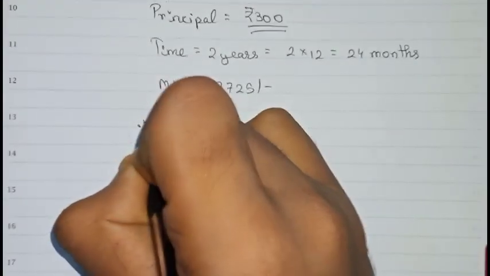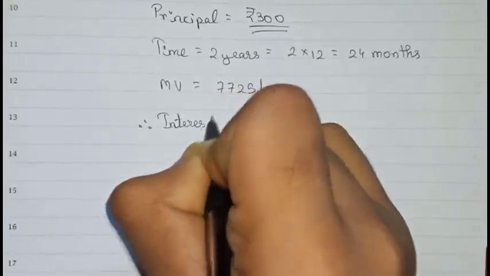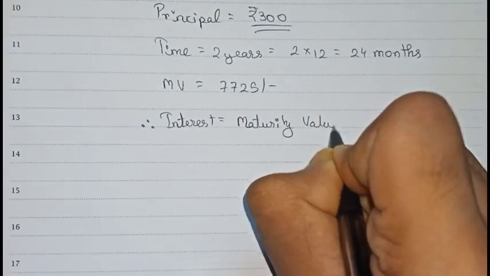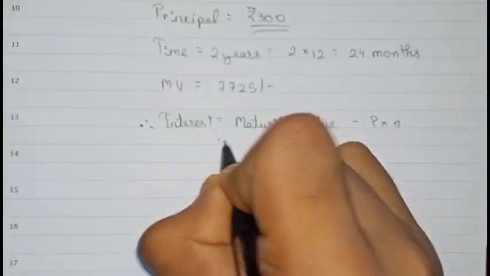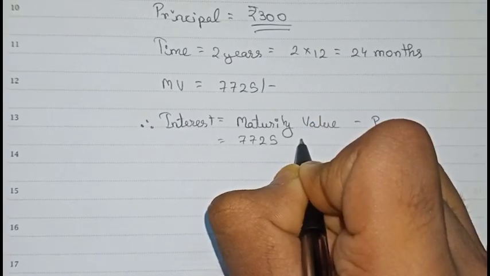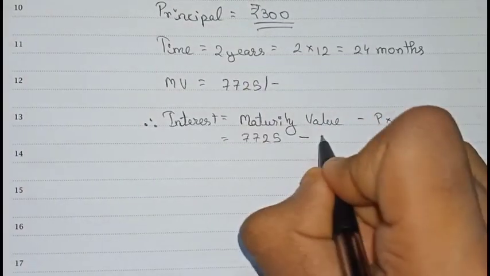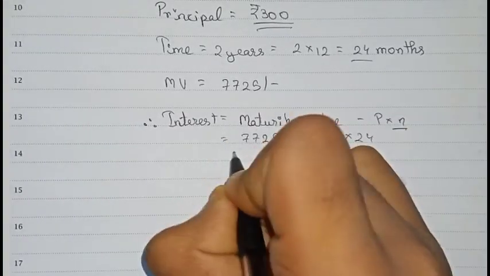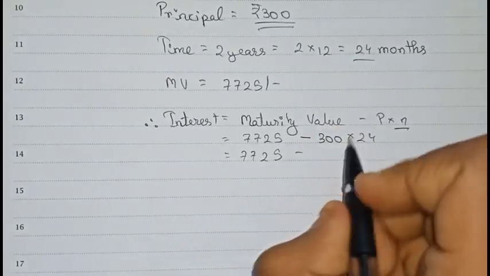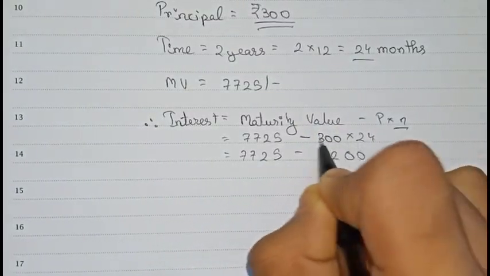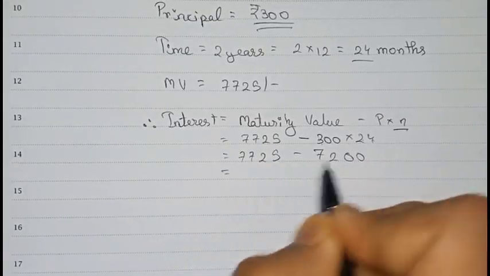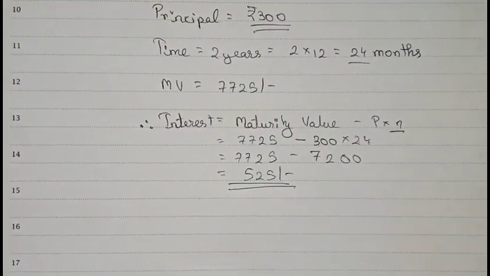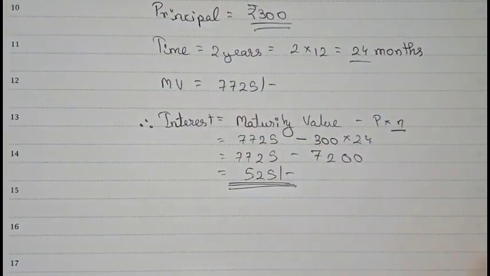So therefore we write interest is equal to maturity value minus principal into n. So maturity value is 7,725 minus principal 300 multiplied by n. n is 24. So 7,725 minus 0, 0, 3 4s are 12, 1 carry, 3 2s are 6, 7. So 525 is the interest. So with this interest, like the previous question, we will find out the rate of interest.